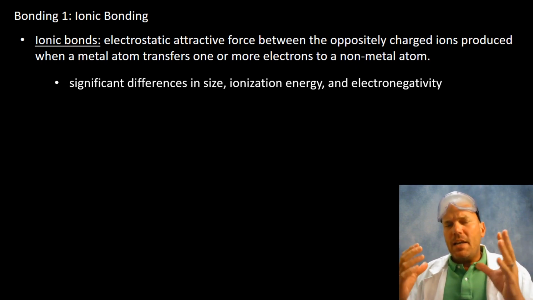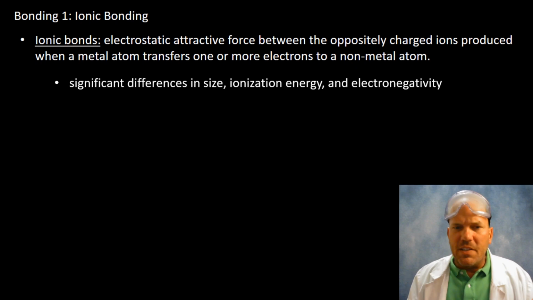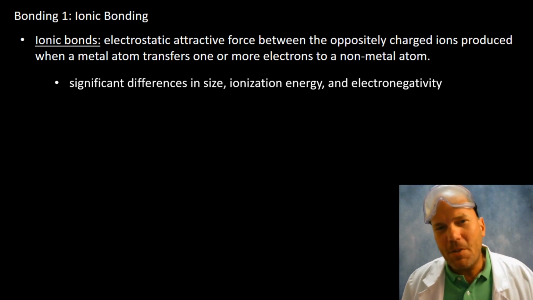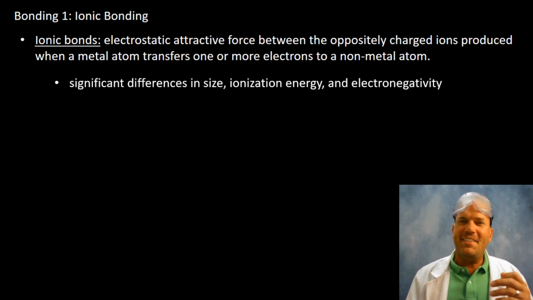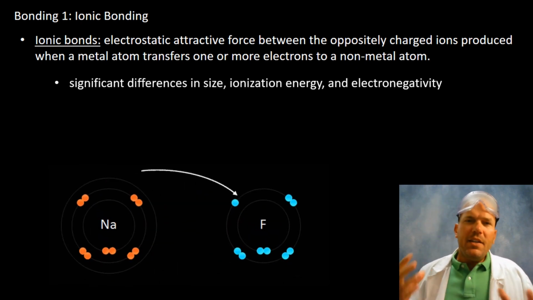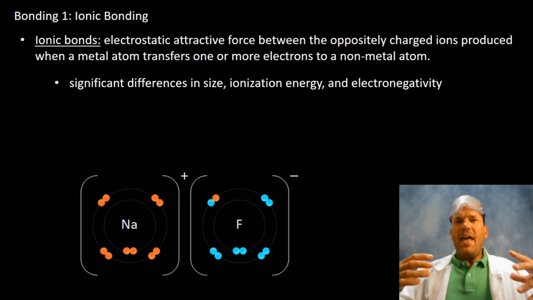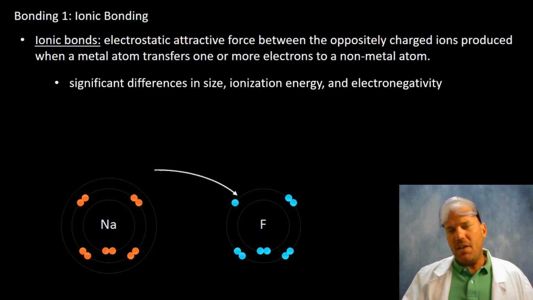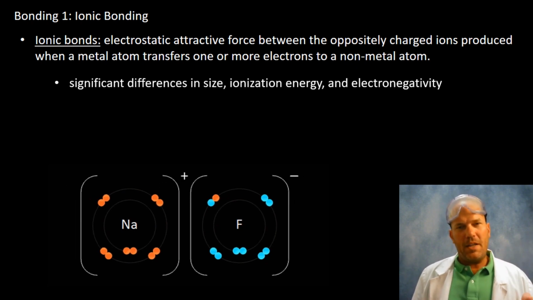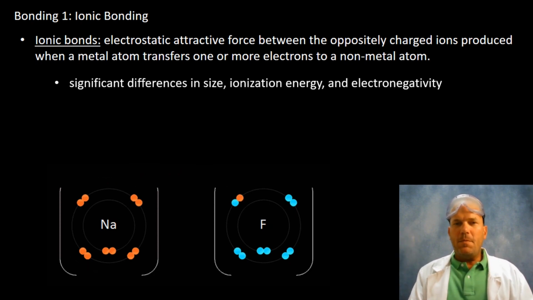So ionic compounds and ionic bonds result from these differences of size, ionization energy, and electronegativity, which were all discussed in the last unit. If you look at this schematic here, it is showing an ionic bond forming between a highly electronegative species, fluorine, and a species with a relatively low electronegativity, sodium. And we've talked about this before.